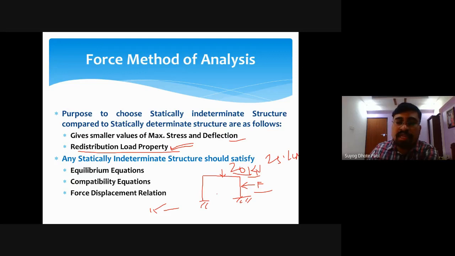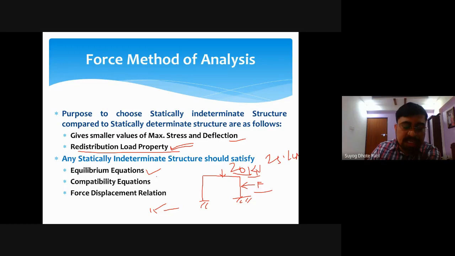Whereas in the case of an indeterminate structure, if I design for 20 kilonewton and apply 20 kilonewton, the additional load will get distributed somewhere due to that indeterminacy. That's why the use of indeterminate structures is preferable to determinate structures. Any statically indeterminate structure should satisfy these three equations. We also studied this in the previous slides.